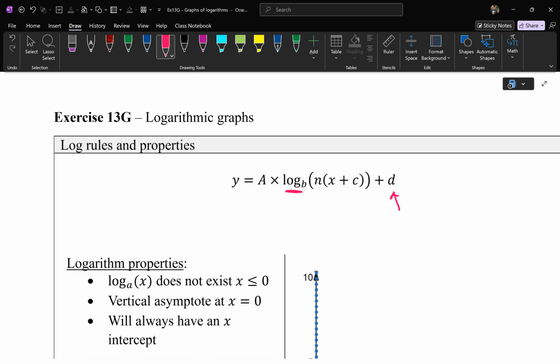Let's recap. What does D do again? Can I please have Namafi? What does D do to the graph? When you add on something, what happens to the graph? Up or down? Still the same. Up or down. And then whatever you're logging, so normally it's log of some base of a certain value, log X. Whatever you're logging is going to determine what again? So in this bracket here, what does that determine again? Anyone remember? Hands up if you remember. Left or right? And there's also another thing too.